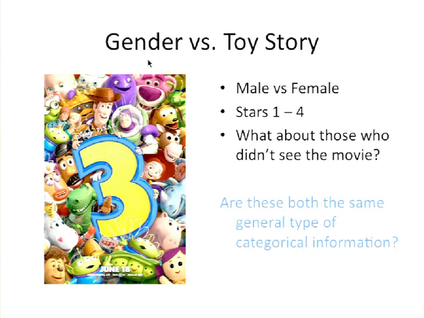And what about just the sheer number of categories? Male versus female, there's 2. That's sort of a binary. Whereas Toy Story, how many categories do we have? 5, because we're including those who haven't seen it as a category.